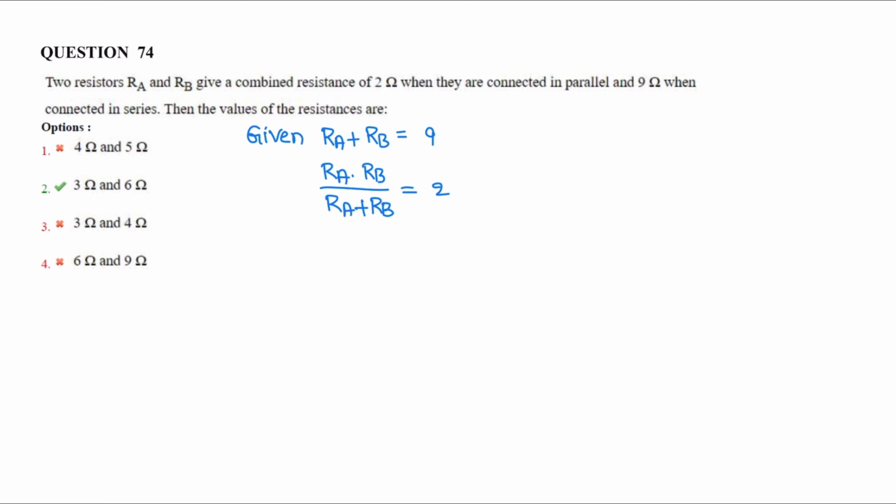Two resistors RA and RB combined give a combined resistance of 2 ohm when they are connected in parallel and 9 ohms when they are connected in series. That is RA plus RB is 9, and parallel connection is RA RB by RA plus RB, that is 2 ohms. Now we need to calculate the value of individual resistors. RA RB is 9 into 2, that is 18 ohms. So from equation 1 and 2, RA RB is 18 ohms, that is equation 3.